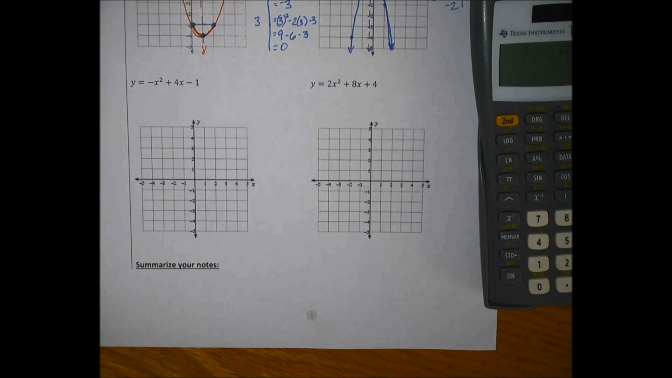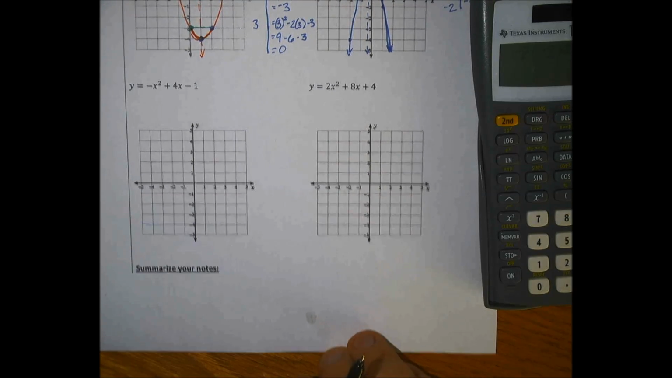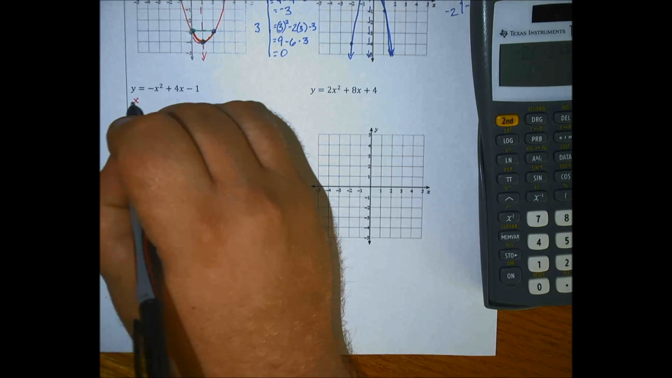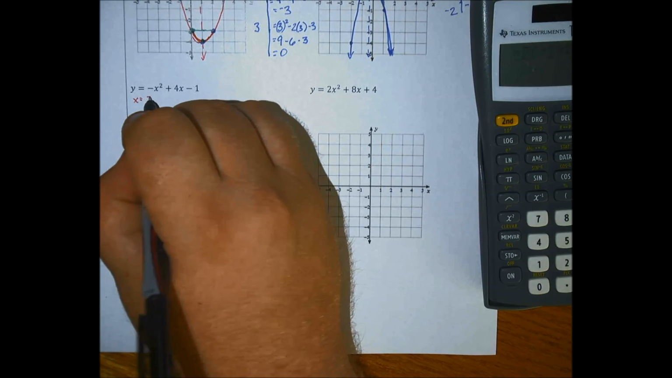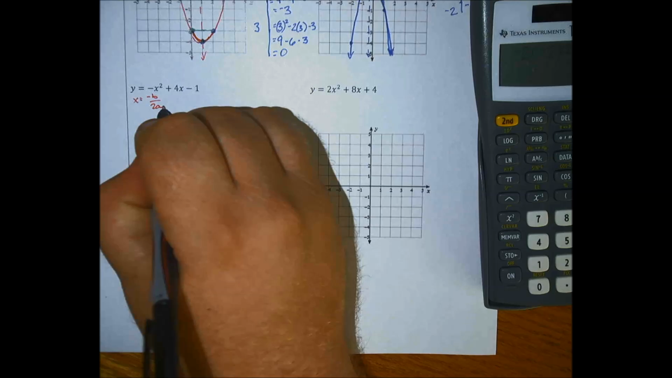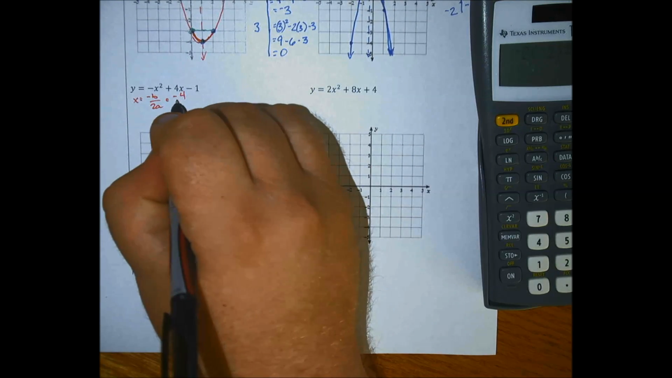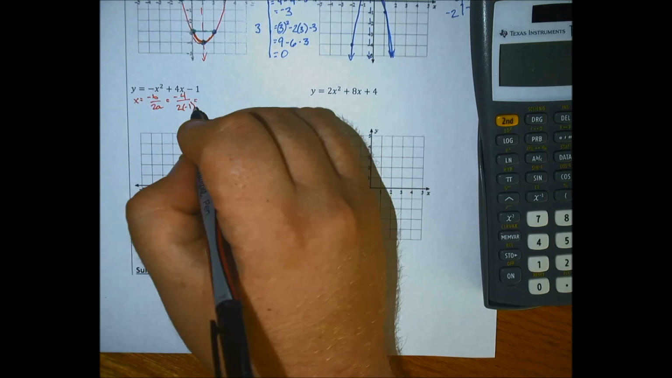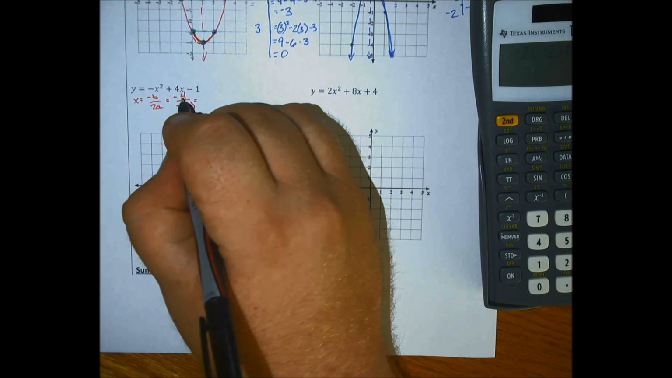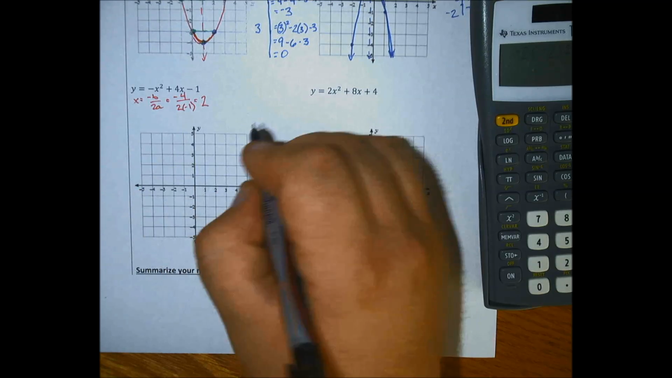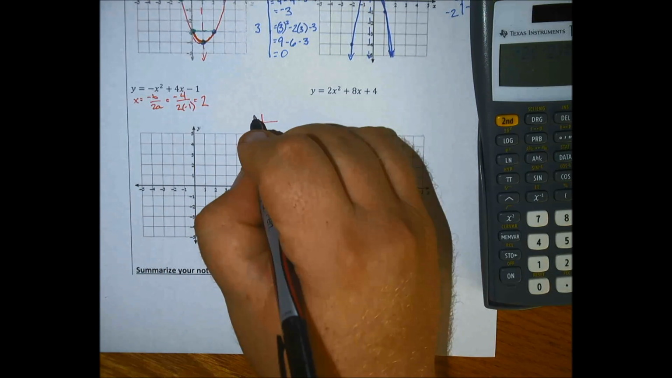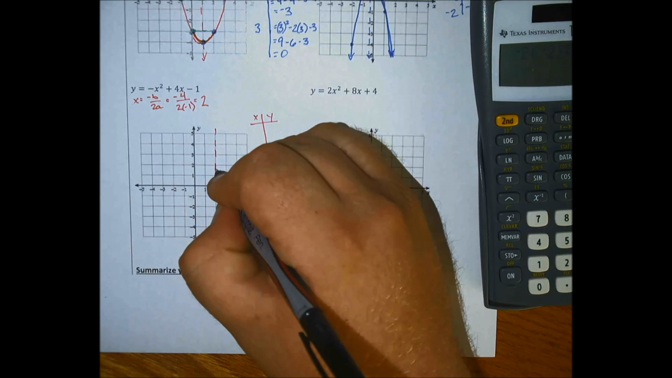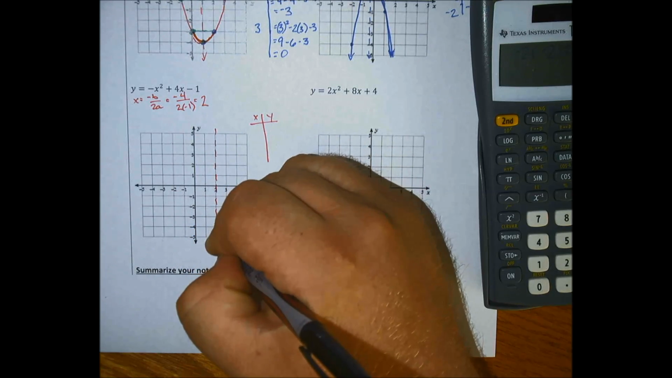Okay, welcome back. Hopefully you had a chance to get those done. Let's see what it looks like. To start off here, I want to find my x-coordinate of my vertex, or my axis of symmetry. -b over 2a. -4 over 2 times -1. And so that's -4 over -2, which is 2. Thank goodness it landed at a decent point. Axis of symmetry right through there.